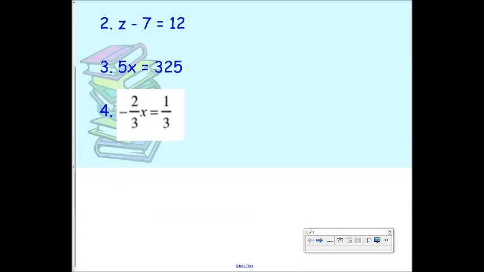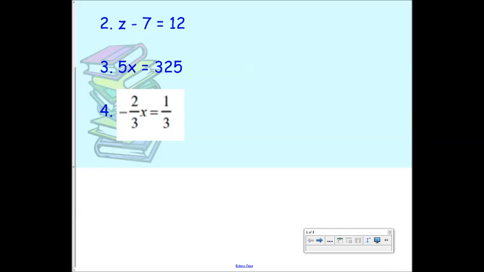Remember what I said on Friday, which is before you even start the problem, decide what your answer is going to be, negative or positive. So if I'm looking at this, since this one's negative and this one's positive, my answer is going to be negative. So then I don't need to worry about the negative sign in the actual work. I just know my answer is going to be negative. Which one do I want to get rid of? The 2/3 or the 1/3?